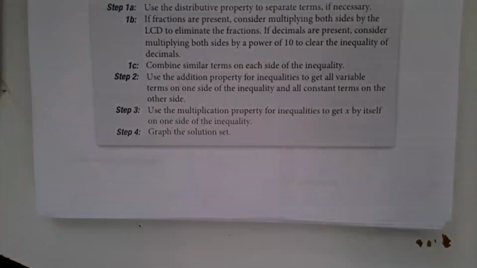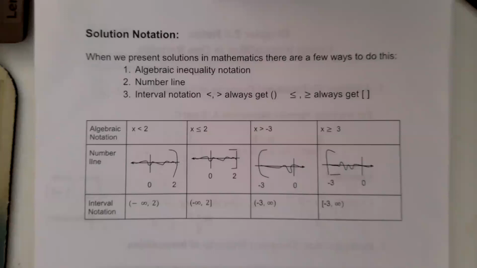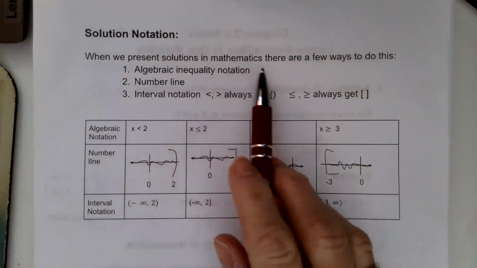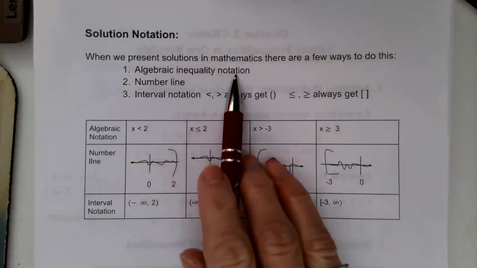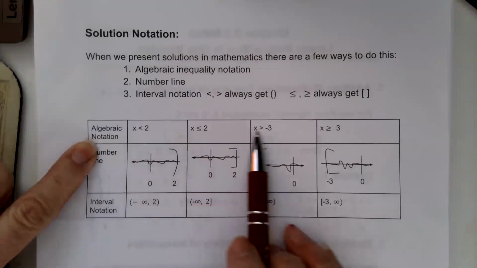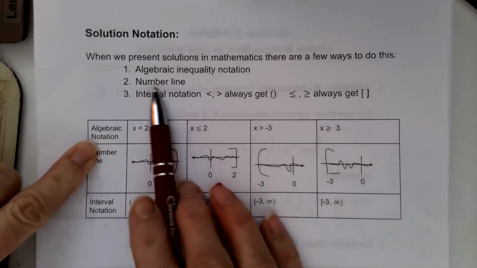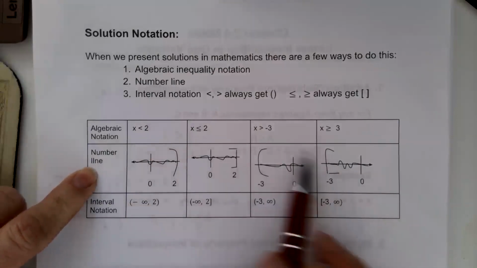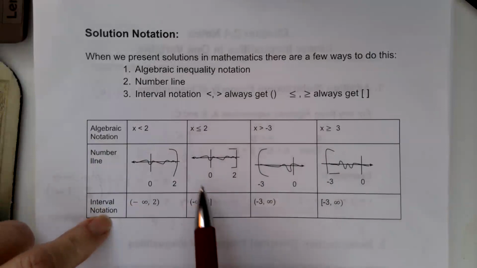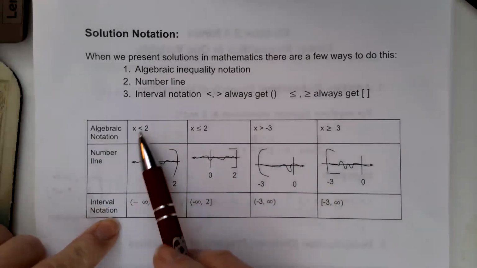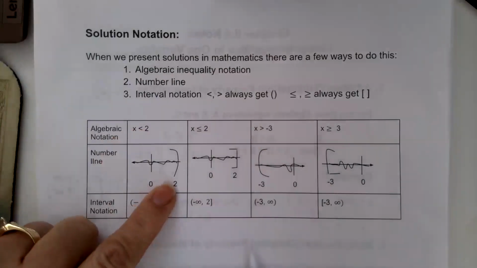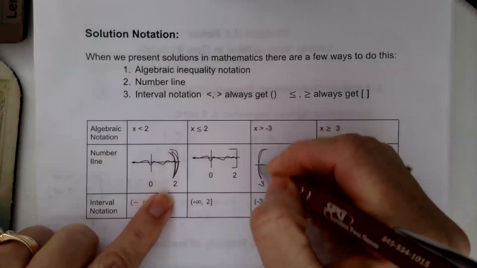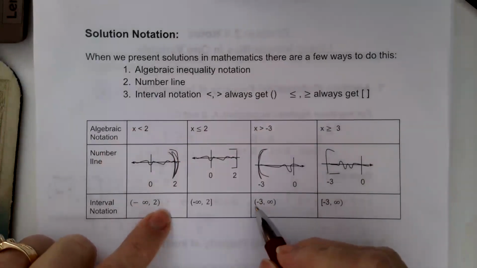So if we flip the page, I'm going to again show you the solution notation here. So when we present solutions in mathematics, there are a few ways to do this. We can show it algebraically in inequality notation. That's this top line here in the table. We can use a number line, that's our middle row, or we can use interval notation. And so you will see that whenever we have a strictly less than or a strictly greater than, that would be the first and third columns, then we always use an open, rounded parenthesis for our endpoint. And we also use a rounded parenthesis for our interval notation endpoint.